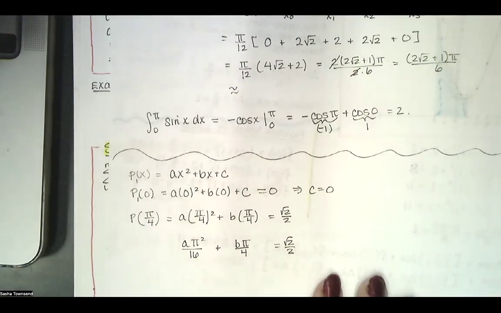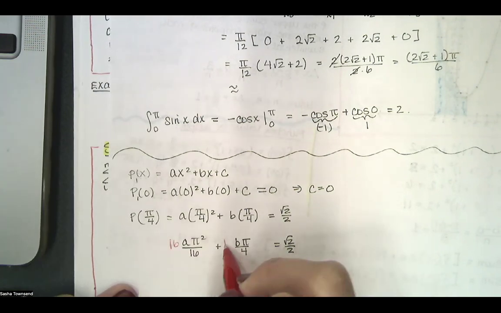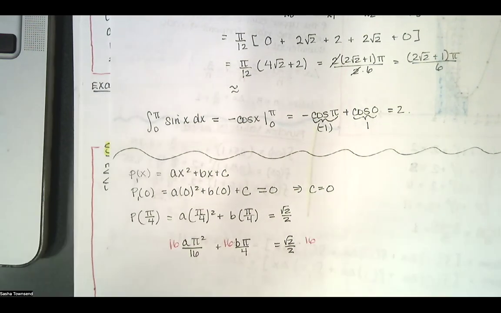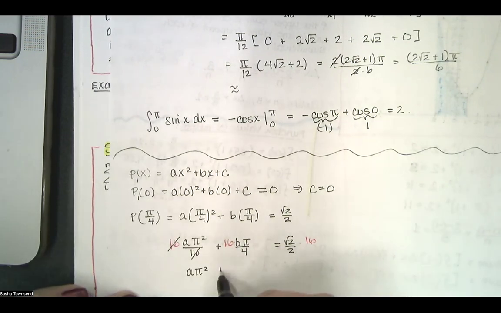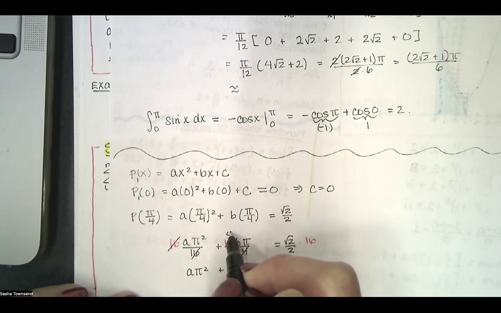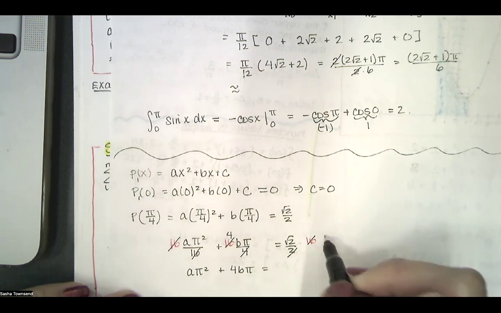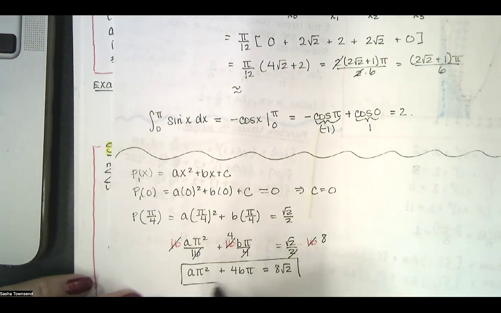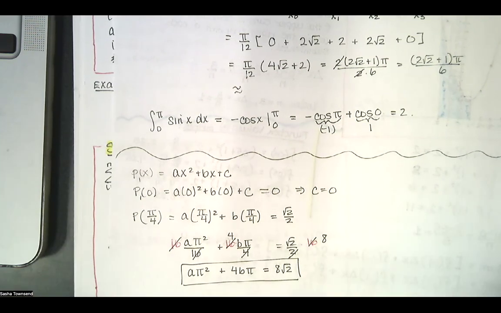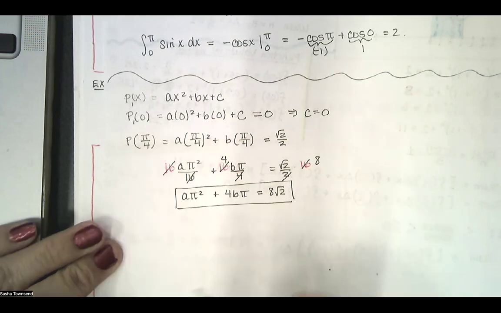Now, if we want to clear those fractions, and I do want to clear the fractions, we can multiply every term in the equation by 16, and then we'll have the 16's reduced there: a times pi squared plus the 4 is reduced there, 4b times pi equals, well, the 2 reduces there, 8 times the square root of 2. That's one equation involving a and b. A and b are unknown, and we're trying to find those coefficients.